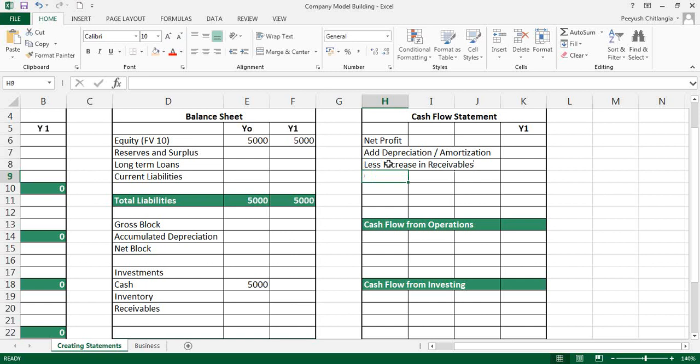Similarly, it assumes that all the inventory has been sold off. If the inventory has not been sold off, there is cash that has been tied up there, right? So you spend some money trying to get some stuff, and then you are not able to sell it. So that again is cash getting blocked. So less increase in inventory.